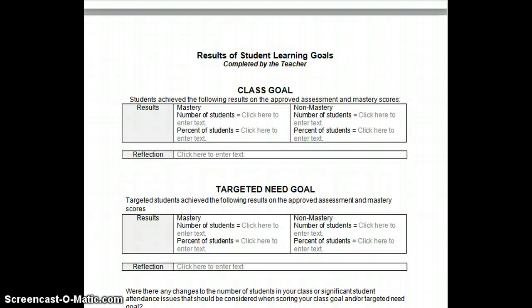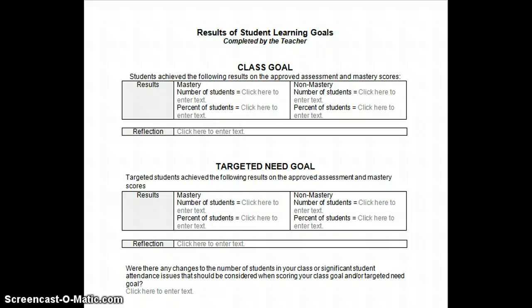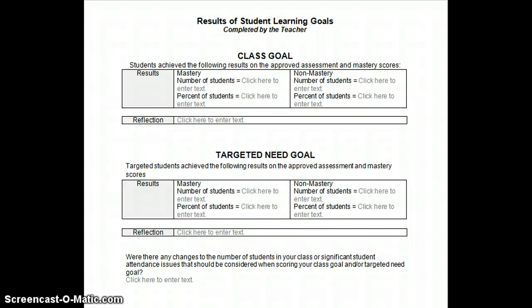Then we get into the next page, the fourth page, which is probably the most important page, and that is the results. So what happened? So we wrote this class goal, we wrote this targeted needs goal. Maybe we wrote it at the very beginning of the year after we got our NWEA results, if we're teaching math or reading, or maybe we wrote this prior to the unit a month ago. And now we're done with the unit, or it's the end of the year. We've taken our spring NWEAs, and now we have those results. And so now it's time to look and say, well, did we do it?